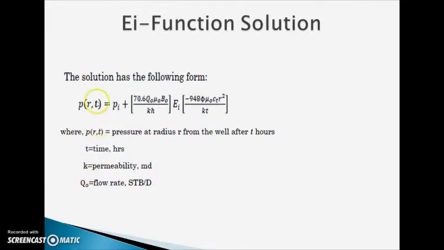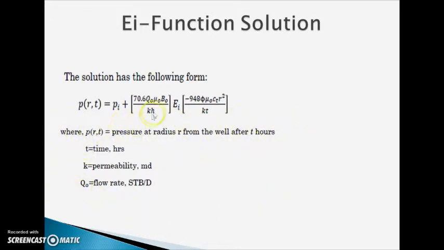They've already told you the conditions for when to use the EI function. So this is the formula of the EI function. P(r,t) means the pressure at a certain radius at a certain time, equal to the initial pressure plus 70.6 Q naught, mu naught, B naught, where B naught is the oil volume factor, divided by K multiplied by h, times EI of minus 948 porosity, viscosity, total compressibility, r squared, divided by permeability multiplied by t. And this is the explanation if you are not clear enough.